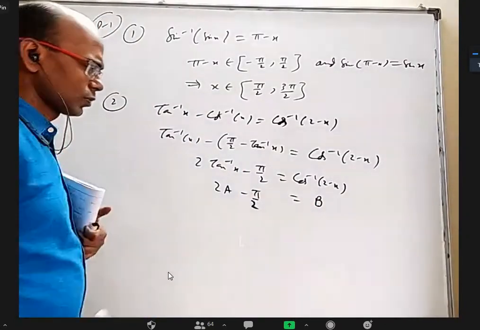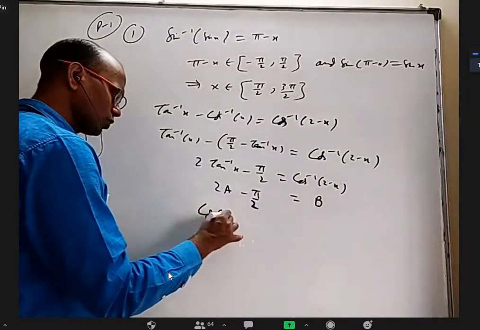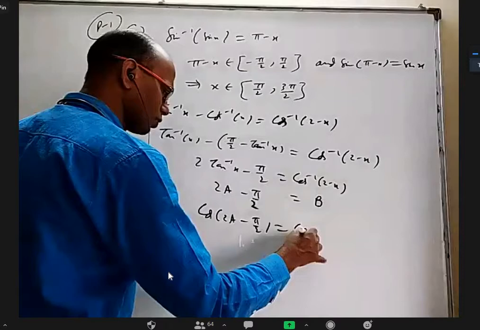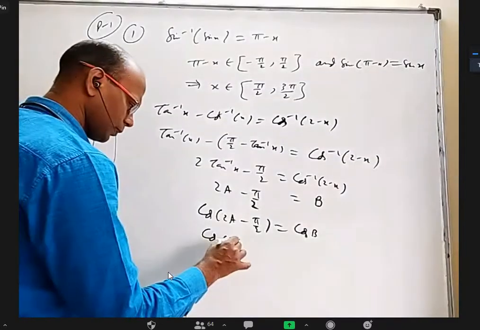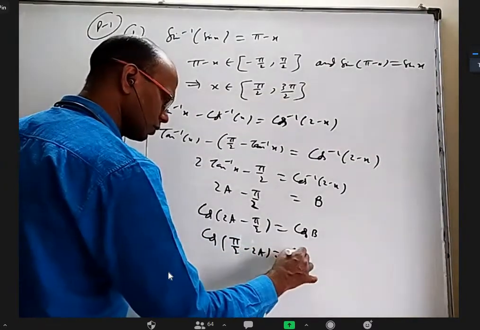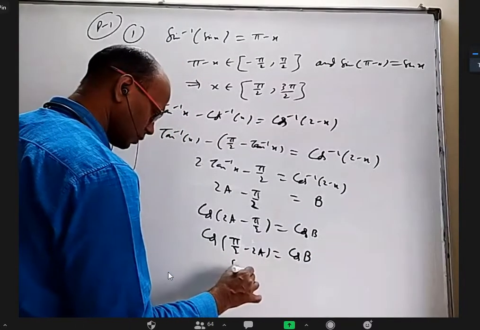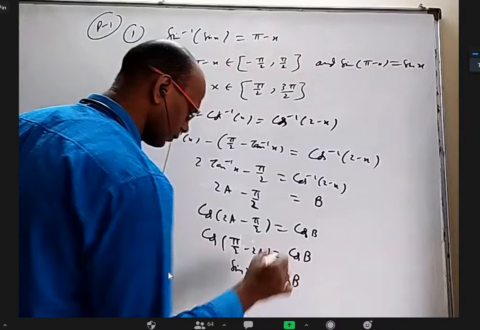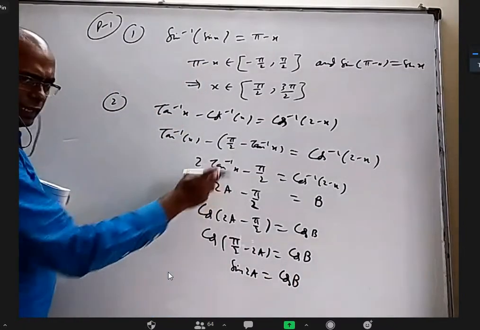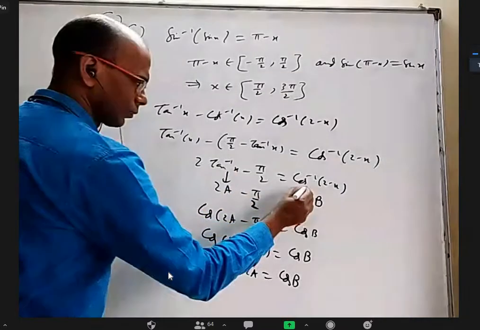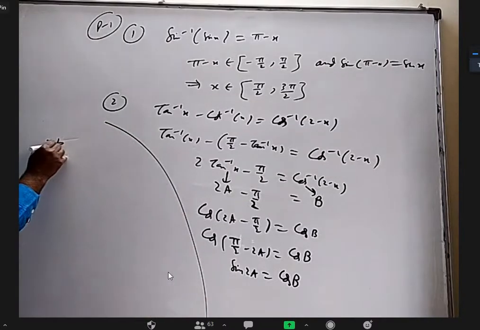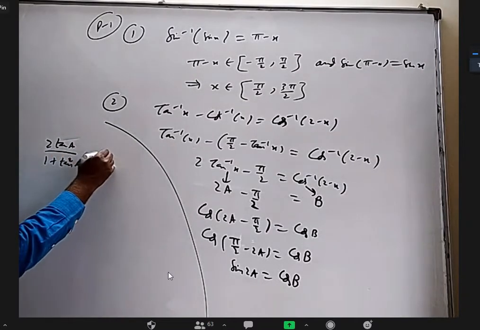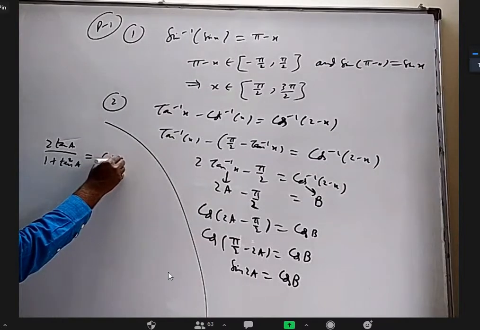Obviously, I want to apply cos on both sides. So cos of 2a minus pi by 2 is equal to cos B. I can reverse it. Cos A minus B, I can write B minus A also. So cos of pi by 2 minus 2a is cos B. That is sin 2a is cos B. I know tan A is x. So sin 2a, I want to write formula in terms of tan. So 2 tan A by 1 plus tan square A is equal to cos B, let us write it, and now substitute it.